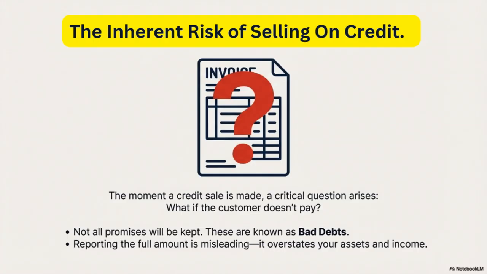It's totally inevitable. And think about it like this. If a sales manager is celebrating $1 million in new sales, but the finance team knows from history that, say, $50,000 of that will just never show up, then reporting the full million is basically a lie. It's fundamentally misleading. You're overstating your assets and you're overstating your income for that period.